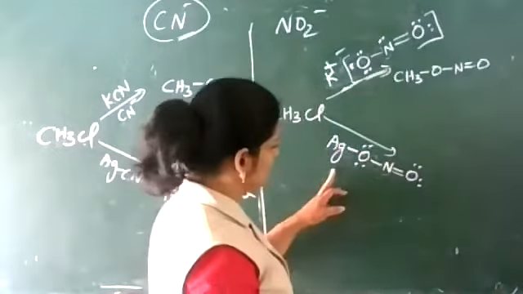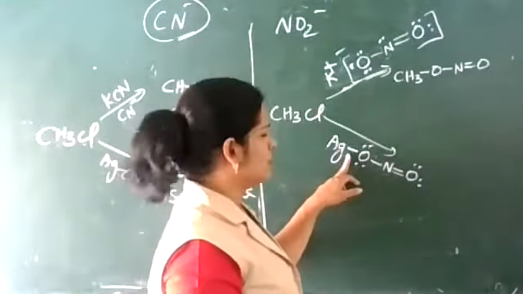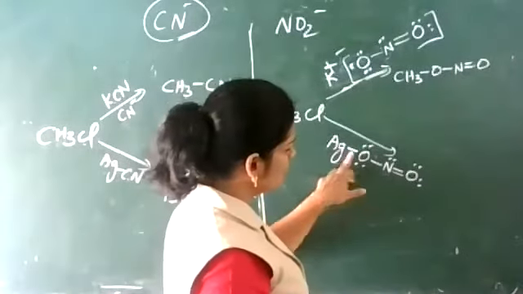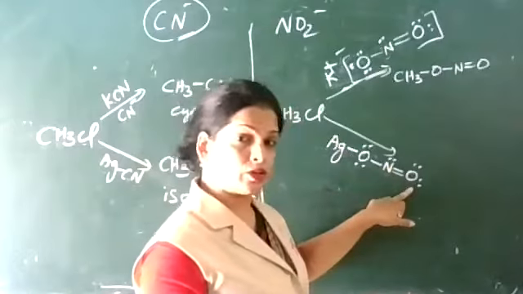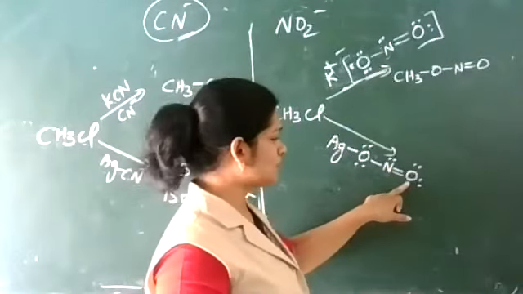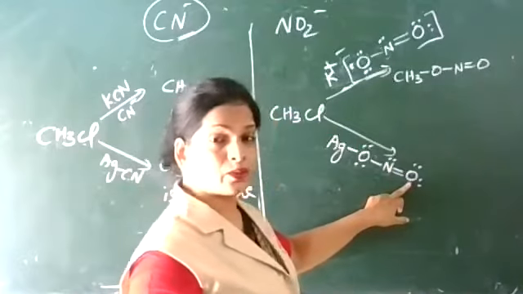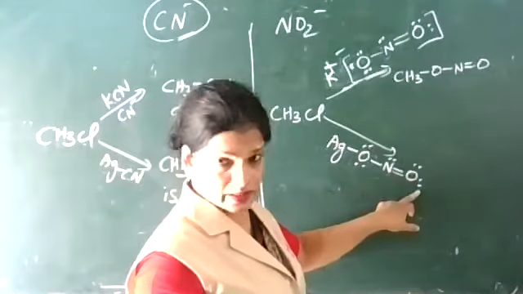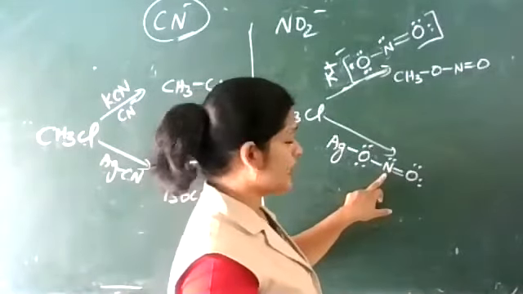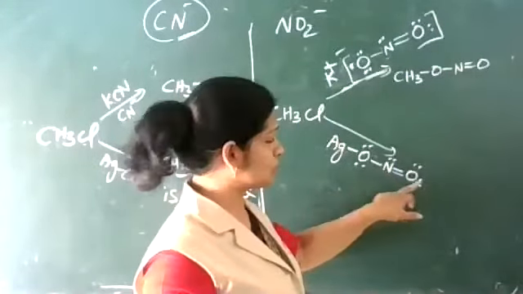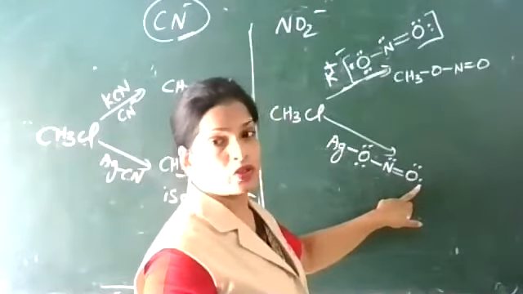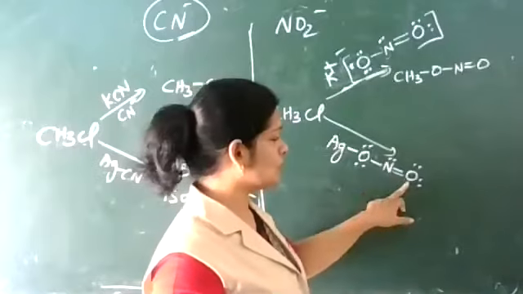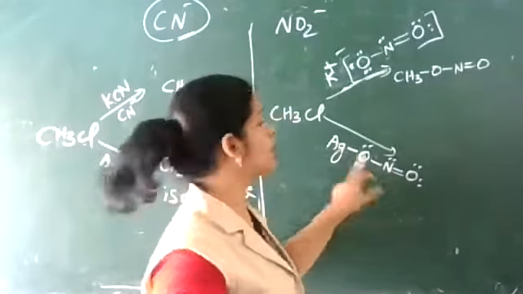Now here, this bond cannot be broken. Nitrogen is there, oxygen is there. Both are nucleophilic centers. But oxygen is more electronegative. Oxygen cannot give electron. Nitrogen is less electronegative as compared to oxygen, so nitrogen will be making a bond with carbon.